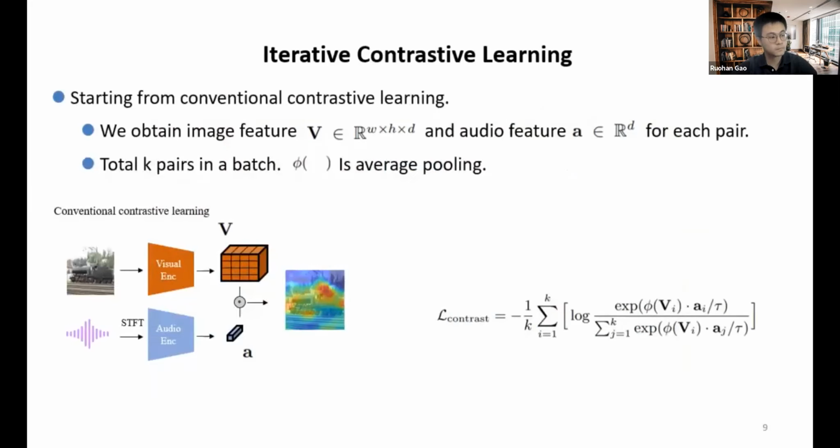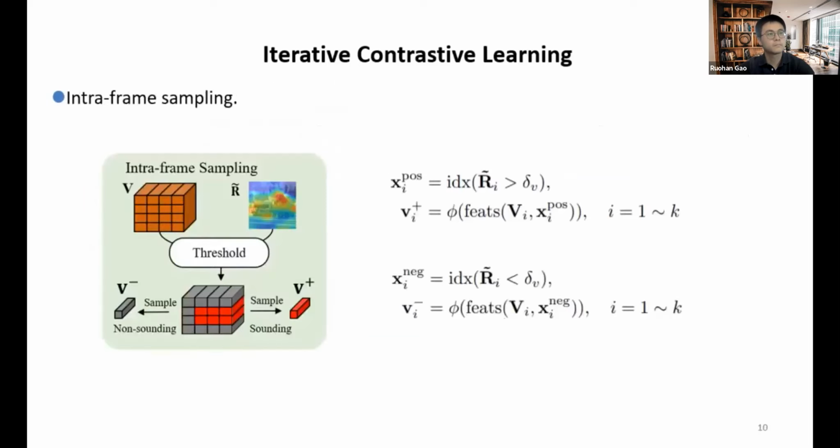Starting from conventional contrastive learning, we would like to maximize the similarity between audio and visual features from the same image pairs and minimize the similarity from different pairs. So in the intra-frame sampling module, we take the result from the previous epoch, then we set a threshold to find the potential sounding regions. And also, if the score is lower than the threshold, these patches may be non-sounding regions.